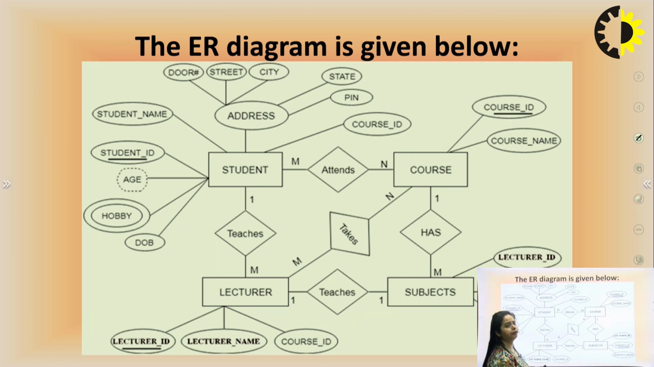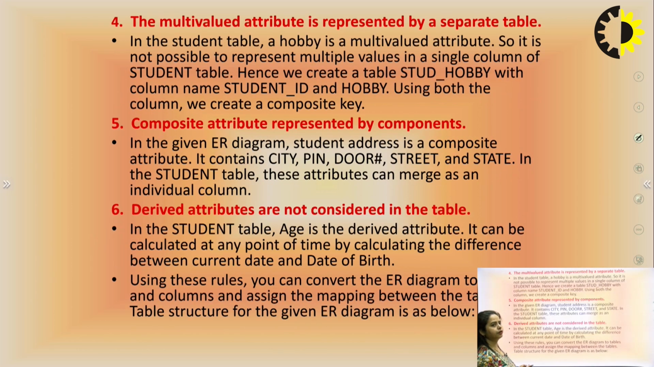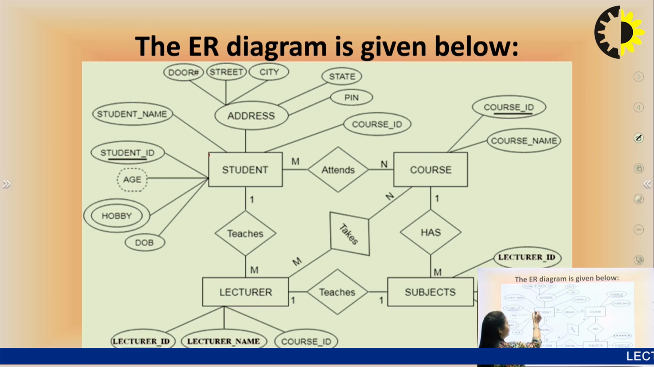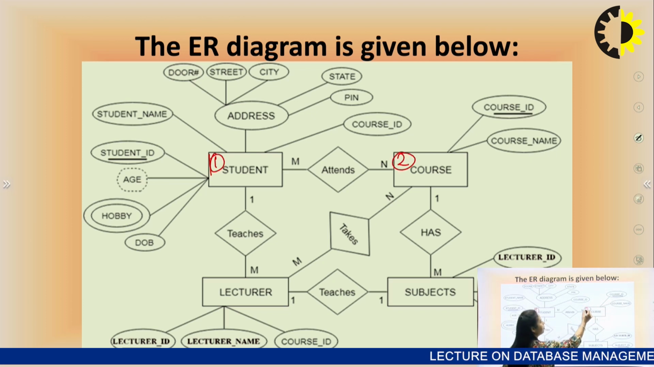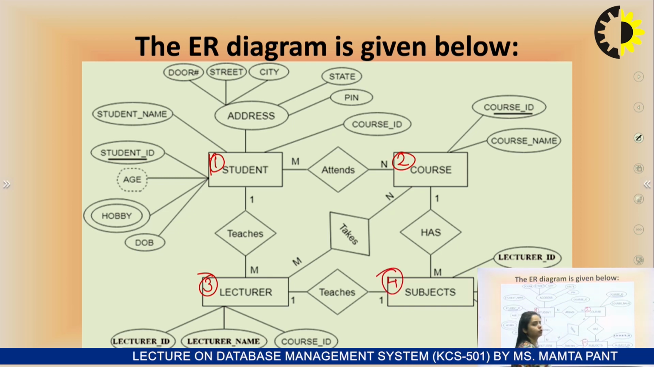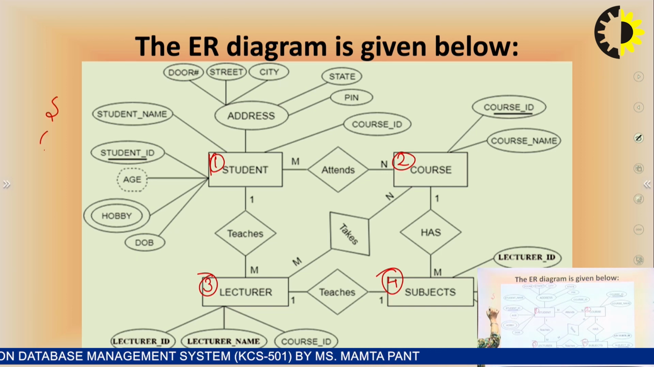This is the ER diagram and we need to convert it into tables. How will we do that? Okay, first rule. What was the first rule? Entity types become a table. So first of all, we need to see how many tables we can have. One table is student. This is one entity. The second entity is course, so the second table is course. The third entity is lecturer, so the third table will be lecturer. And the fourth is subject, so the fourth table will be subject. So we have four tables till now: student, course, lecturer and subject.